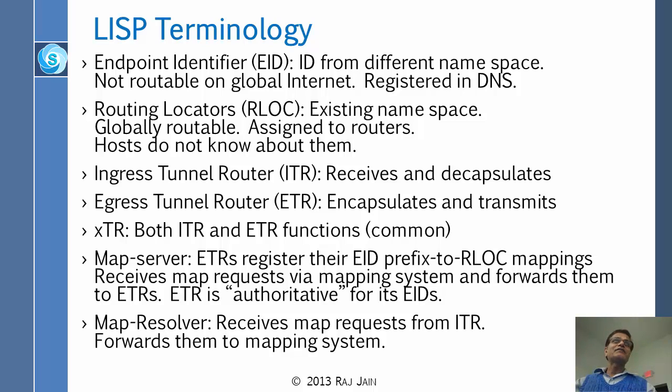Okay, NAT will have to change it to the address that the carrier has given us, because these are not seen outside. So that's the idea, that the EID come from a different namespace. They are not routable on the global internet. They may not be routable actually, and they are registered in the DNS. Routing locators are from the existing namespace.